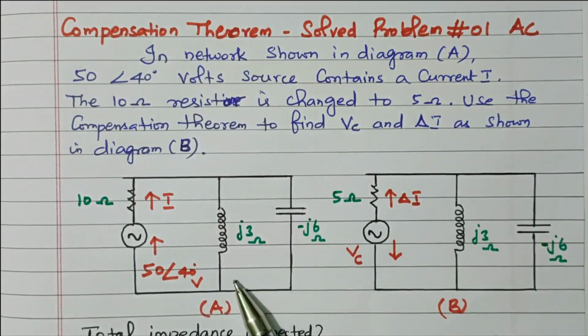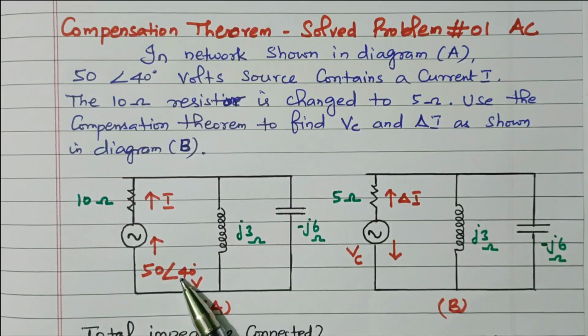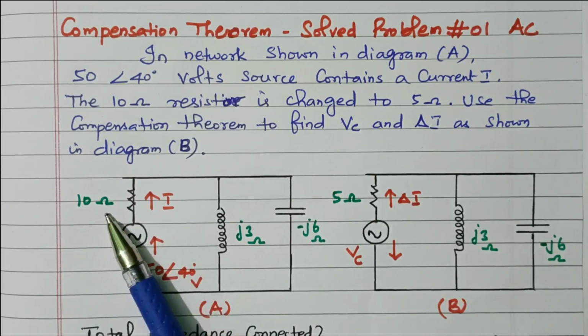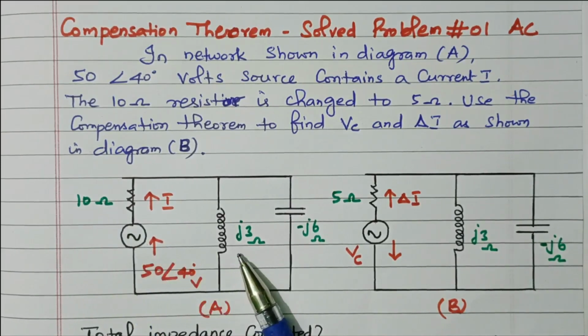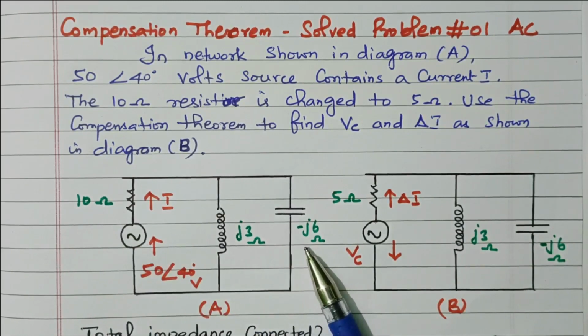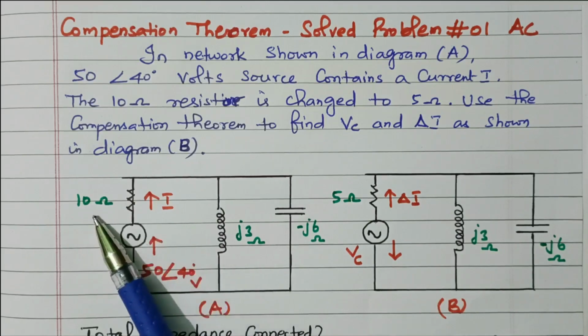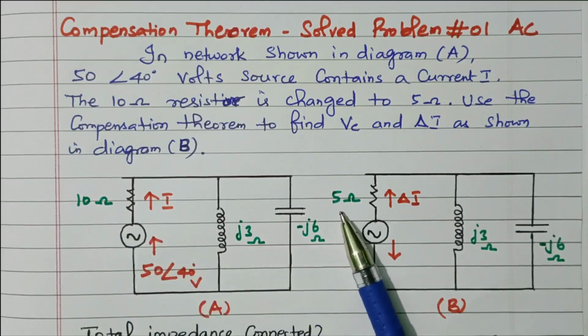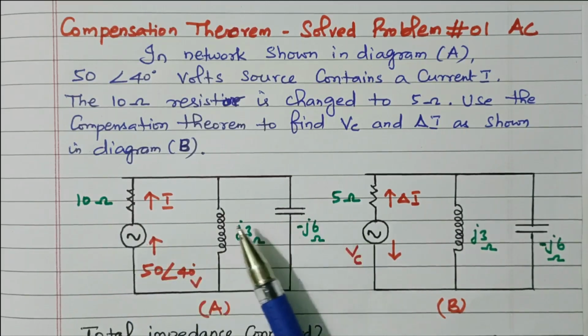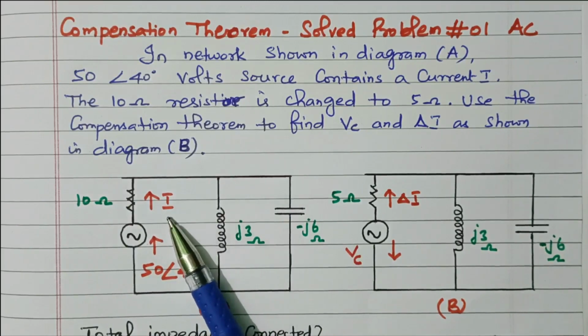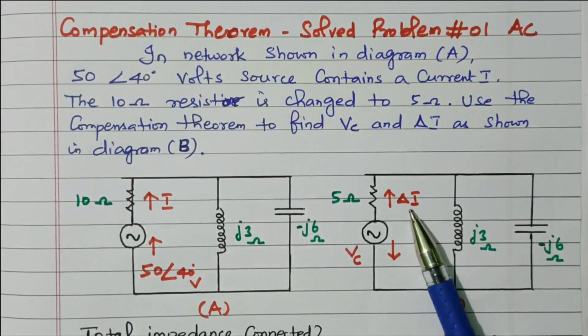So this is the network A. It contains the voltage source 50 volt with angle 40 degree. Here one 10 ohm resistor is available, one inductor J3 and one capacitor minus J6. In this, the 10 ohm resistor is changed to a 5 ohm resistor. So due to that the current I in the network A is changed by delta I.